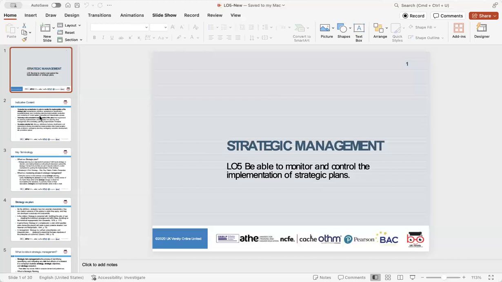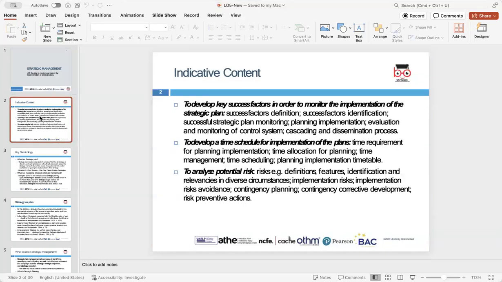In today's lecture, we will focus on how to monitor and control the implementation of strategic plans, ensuring that strategic plans are executing effectively, an important part of achieving an organization's goals. Contents: developing key success factors to monitor the implementation of strategic plans, developing a time schedule for implementation of the plan, and analyzing potential risk.